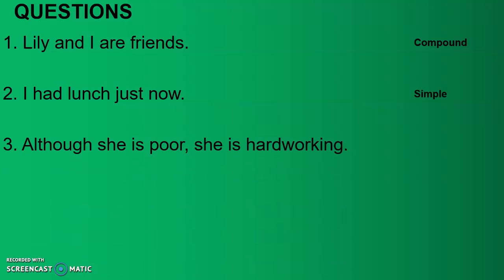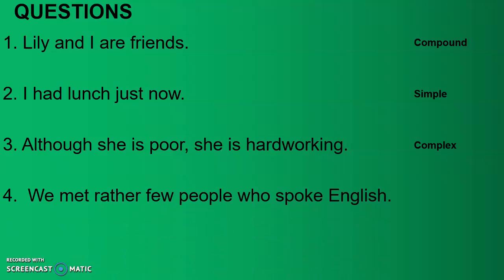Third question. Although she is poor, she is hardworking. Now, this type of sentence, if we break it down into two, although she is poor and I end the sentence there, it doesn't make sense. Therefore, it automatically is a dependent clause. But if I look at the next part, she is hardworking, and I take that sentence on its own, it makes sense. So it's a combination of a dependent clause and an independent clause supported by a subordinating conjunction. Therefore, it has to be a complex sentence.